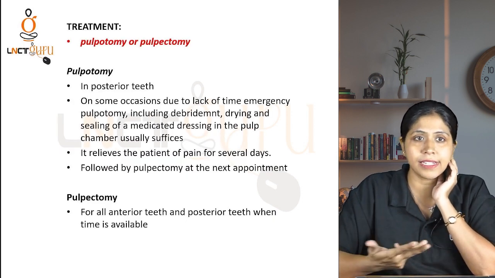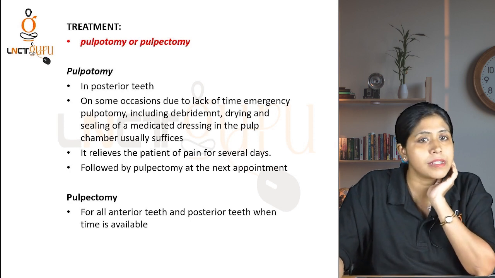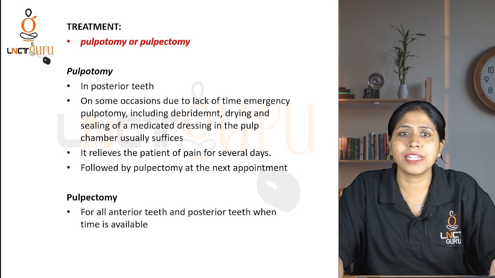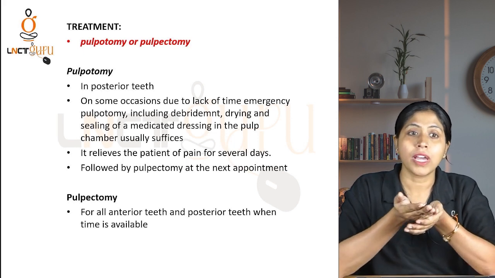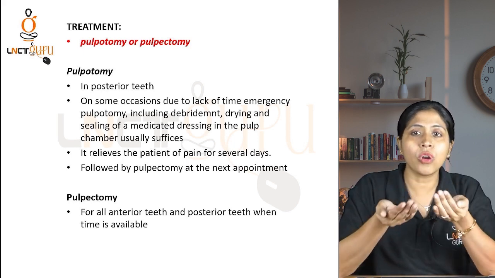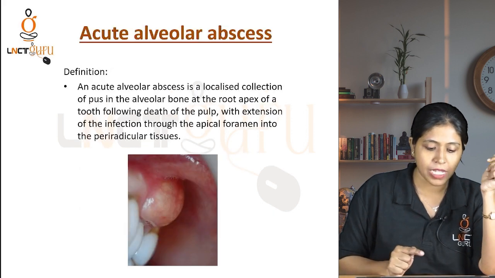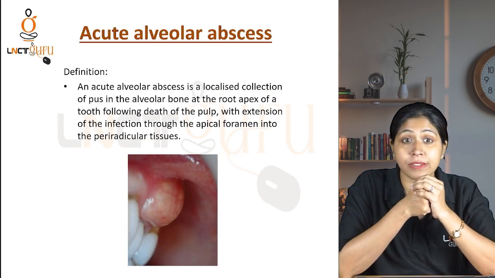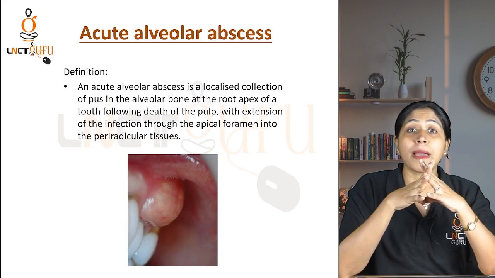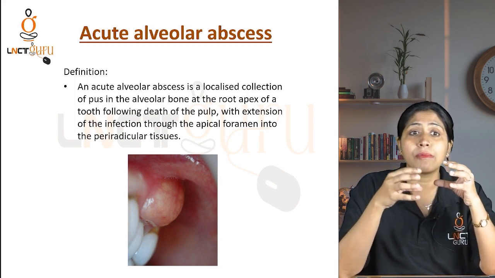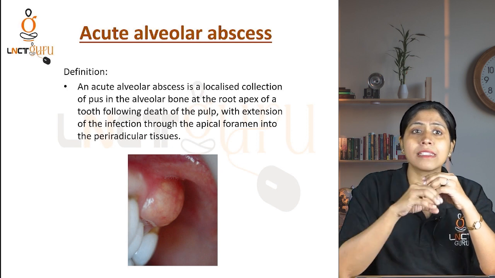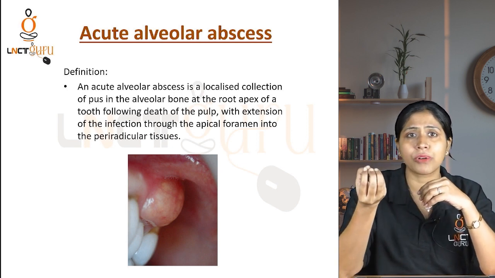We have already studied that in pulpotomy only the partial part of the pulp is removed, and in pulpectomy the whole of the pulp is removed. Okay. Now next is acute alveolar abscess. This is the image of acute alveolar abscess. It is a localized collection of pus in the alveolar bone, which results in swelling. This will present as an intraoral swelling.